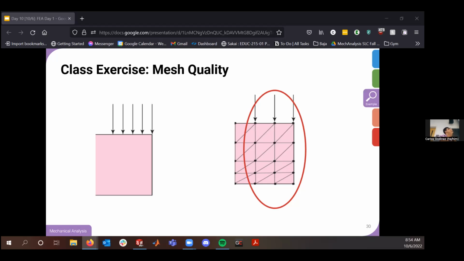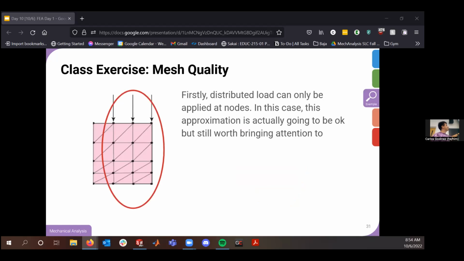We don't know the actual loading conditions of this piece. We're not given how much force is acting upon it, or what the stiffness of all this is. This distributed load only being applied at nodes is actually not that egregious depending on your condition, but it's still worth pointing out. Maybe I had a much longer distributed load and I don't have that many elements, and I'm not certain that's a great approximation. But it's a good thing you noticed that.